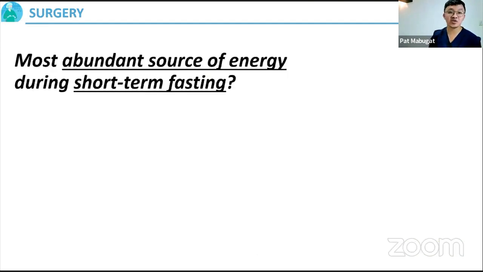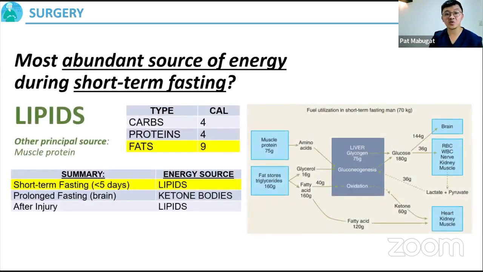Next, let's talk about nutrition. What's the most abundant source of energy during short-term fasting? I know most of you are going to answer glycogen, but this is actually a trick question. It has been asked multiple times in the board exams. It's actually your lipids. This is taken verbatim from Schwartz.